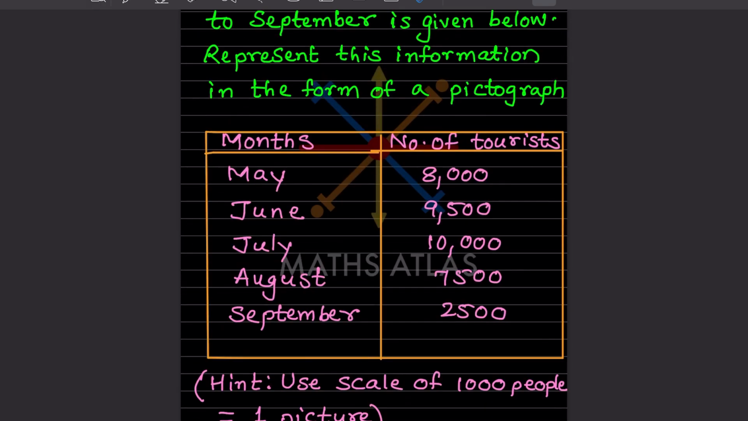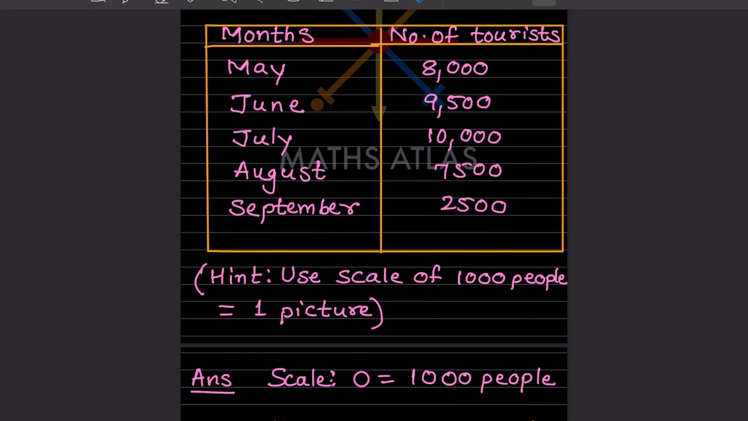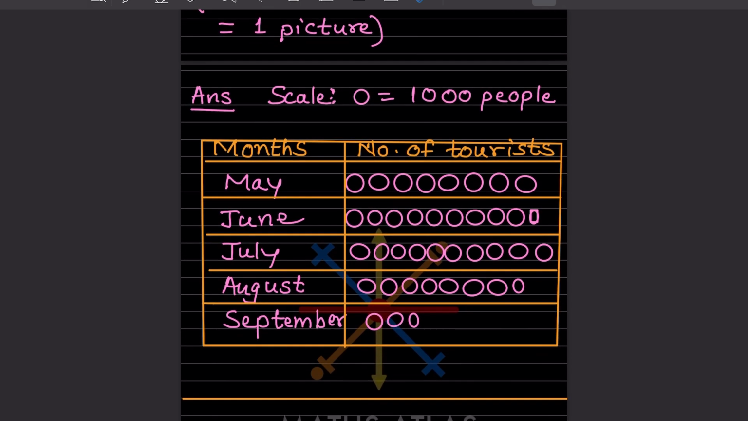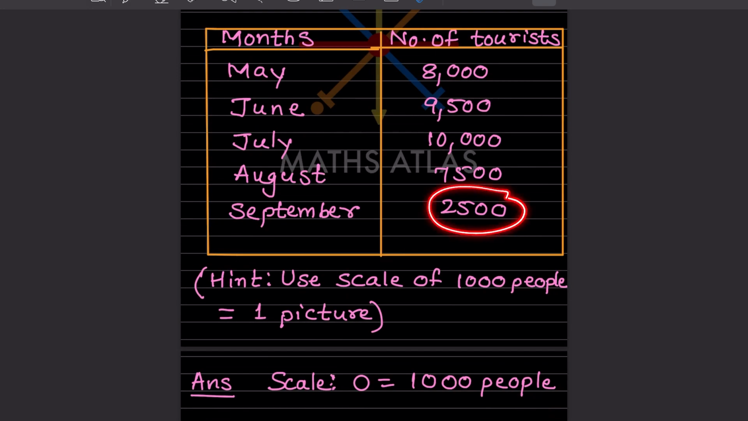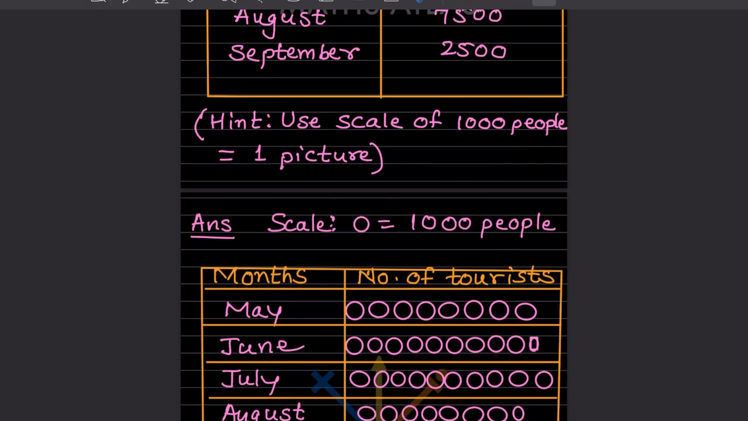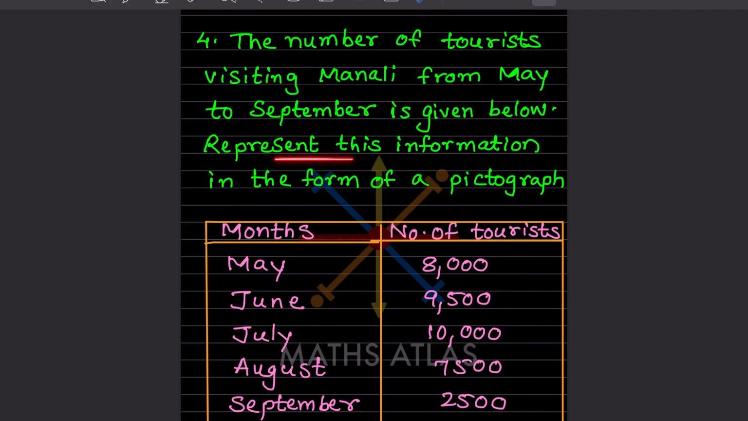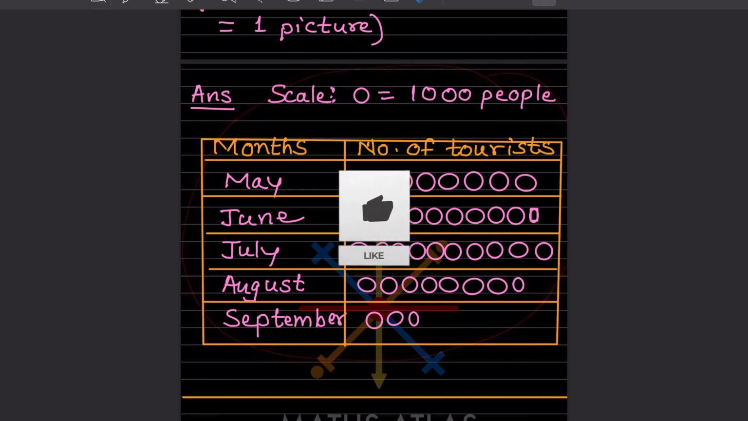Now look at this one. This is for 10,000. So 1, 2, 3, 4, 5, 6, 7, 8, 9, 10. So 10 into 1000, that is going to be 10,000. Now for August, 7,500. So here 1, 2, 3, 4, 5, 6, 7. 7 into 1000 will be 7000, and this half, so 7500. And for September, they said 2500. So we will put here 2 for 2000, and this is the half part. So hope you got this. They just said that you have to represent it in the form of a pictograph. So this is what you have to show along with the scale.